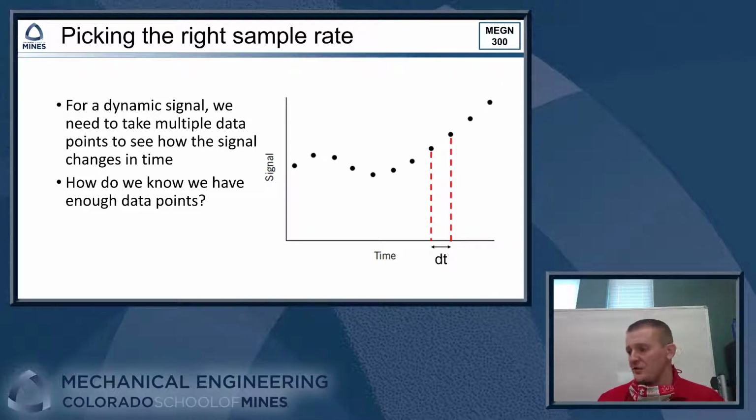So if you are looking at some signal out in the world and you know it's changing in time, how do you determine how quickly you need to take data to be able to reliably capture that signal and make sure that you have an accurate representation of the signal? So we'll talk about aliasing and why that's a bad thing, why we don't want that to happen, and how to prevent it from happening.